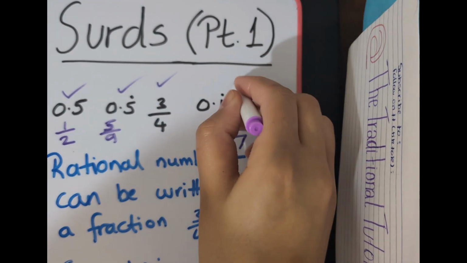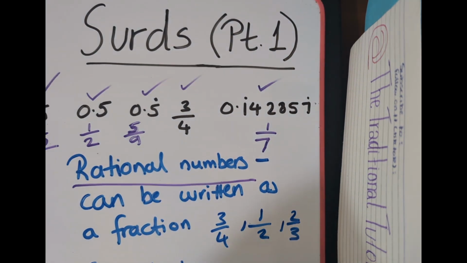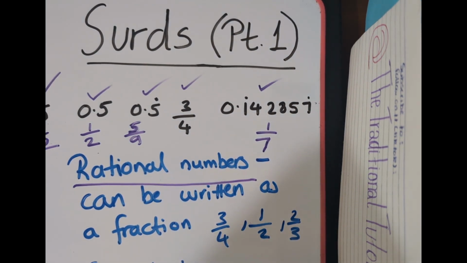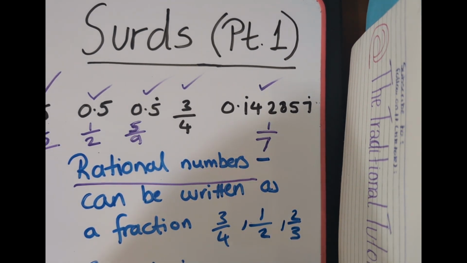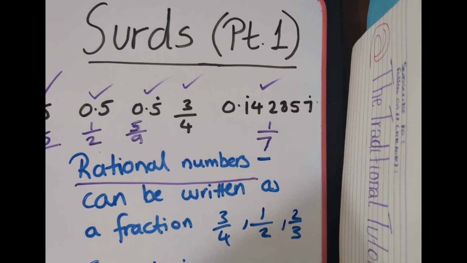So hence these are all what we call rational numbers. Now, do other number types exist? Well, certainly they do. In maths we have quite a lot of different types of numbers that we come across. But in this particular video, we're going to be looking at surds. So I'm just going to show you what surds are.